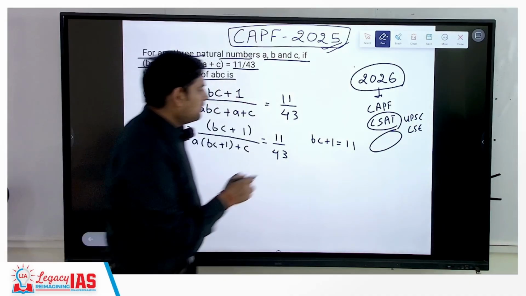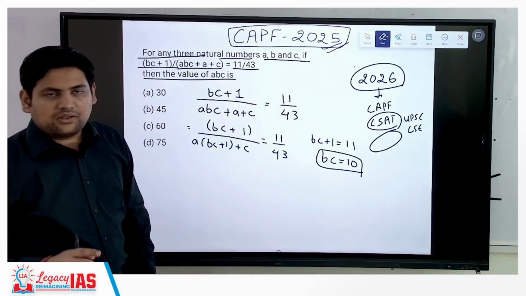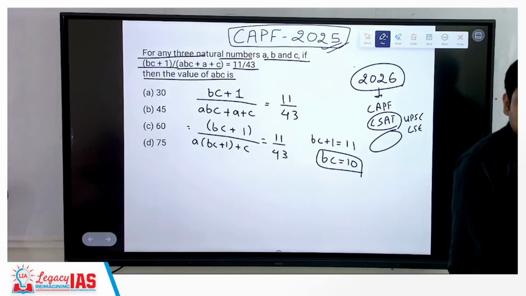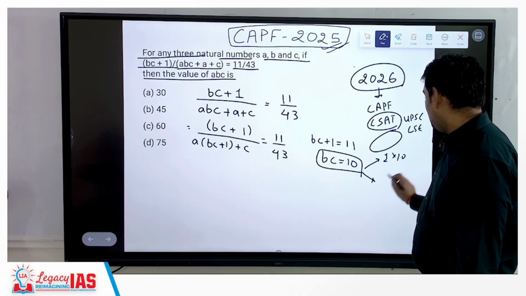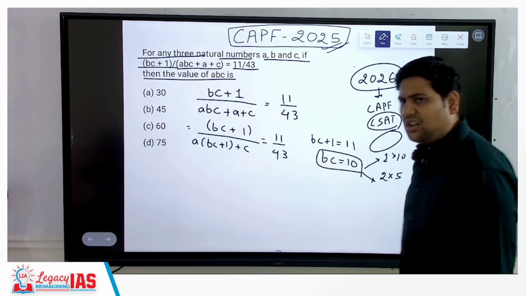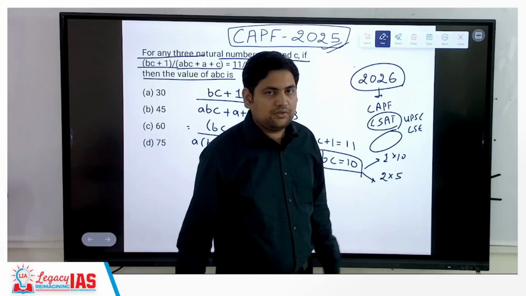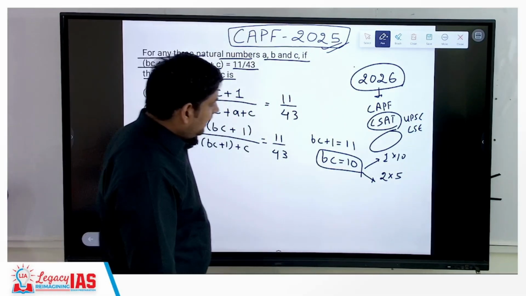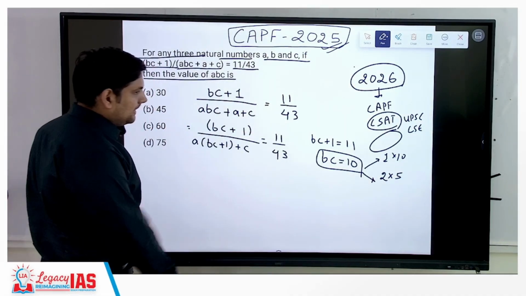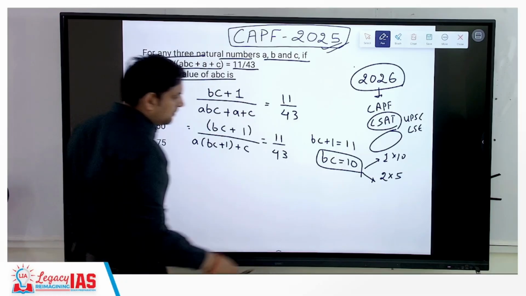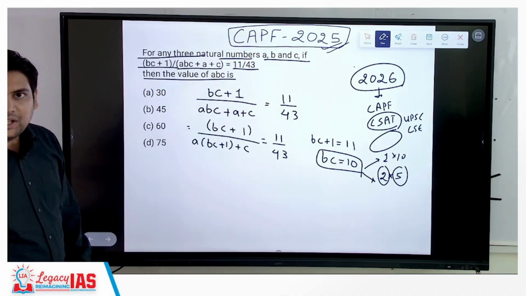Now if BC plus 1 is equal to 11, that means BC is equal to 10. What are the possibilities of B and C? If it is 10, there are mainly two possibilities, that either it is 1 into 10 or 2 into 5. Correct? Because all of these are integers, so there are two possibilities, 1 into 10 and 2 into 5. Now, let's say it is actually 2 into 5. Now what issue you will face in this is, C will be either 5 or 2.